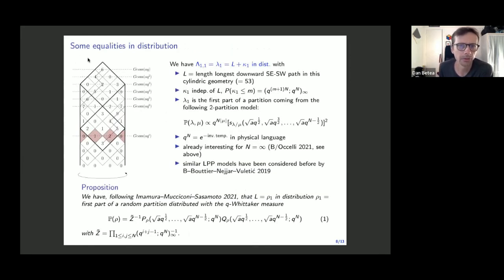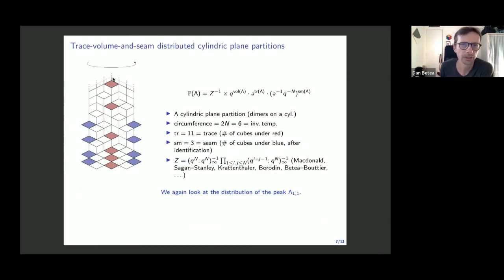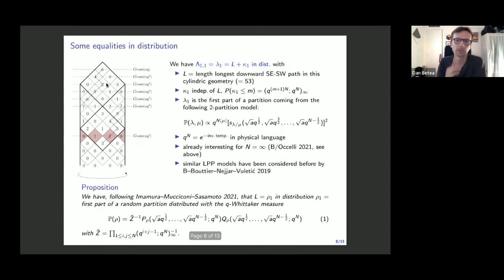Right, so let me give you some equalities in distribution. So again, I'm interested in the peak. I'm interested in the distribution of this guy. Let me give you some equality in distribution. First, lambda 1, 1 is equal to the first part, lambda 1 of a partition, which comes from this two-partition model. What's a two-partition model?